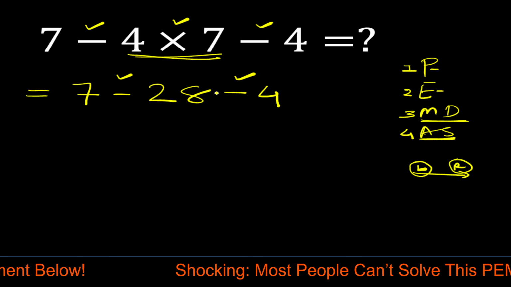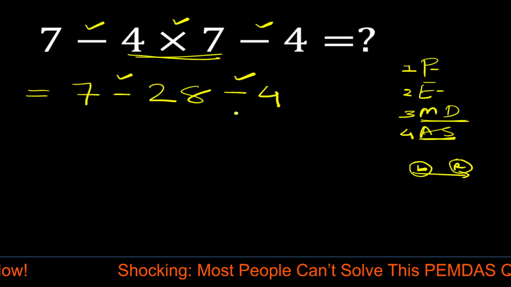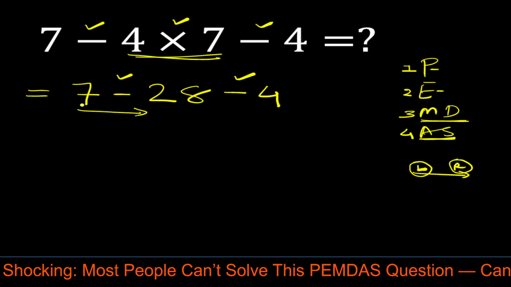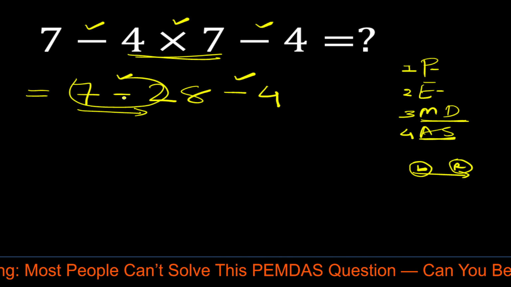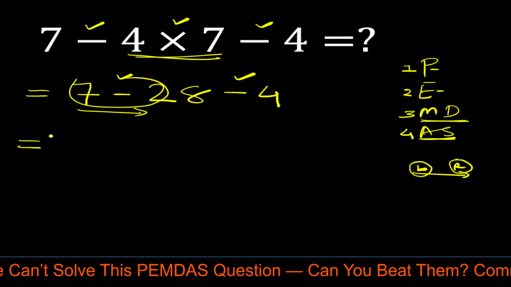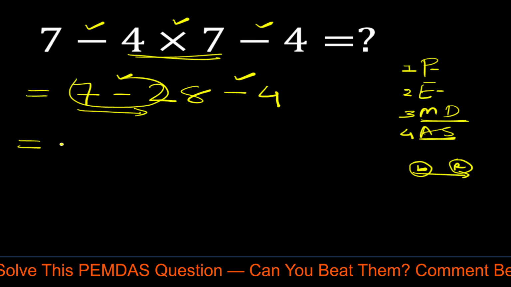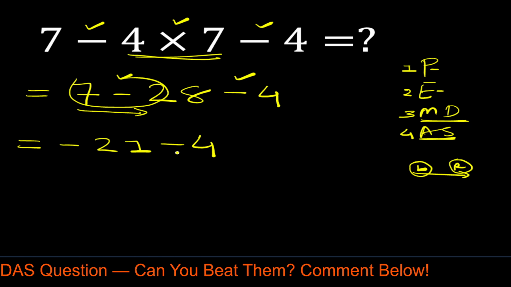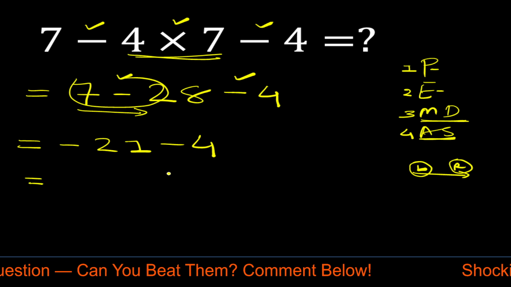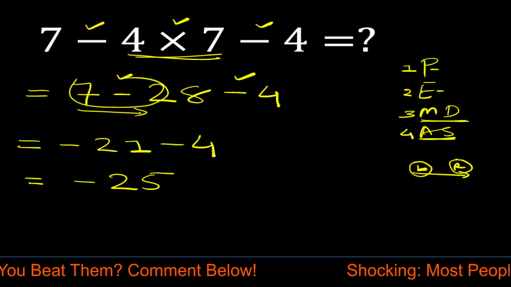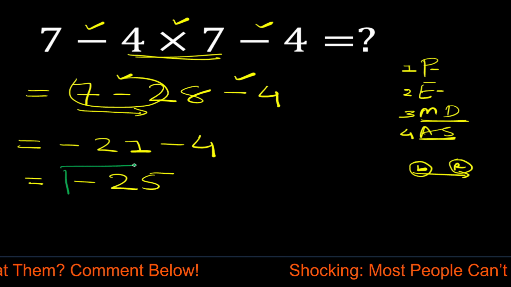So according to PEMDAS rule, both have equal priority, so we have to solve it from left to right. So first we have to solve this subtraction, right? So now 7 minus 28 is equal to minus 21 minus 4. So now minus 21 minus 4 is equal to minus 25, right? So the correct answer is minus 25.